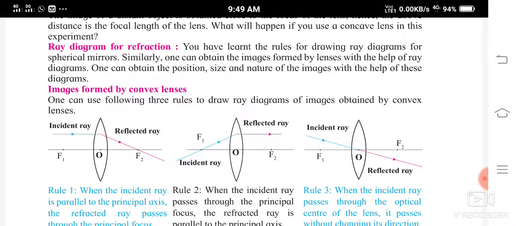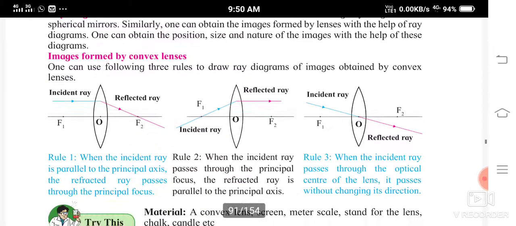You can obtain the position where the image is formed, whether it is formed on the same side of the mirror or on the other side of the mirror; the size, whether it is a diminished image, of the same size as the object, or highly enlarged; and also the nature, whether the image is a real image or a virtual image, as well as whether the image formed is erect or inverted. So with the help of these diagrams you will be able to find this out.